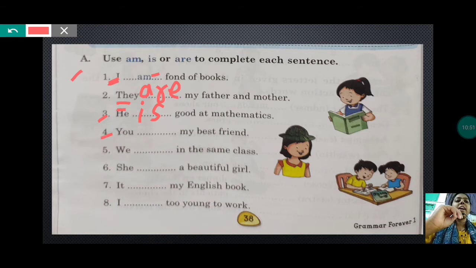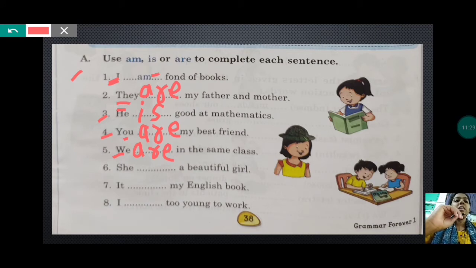Number 4. You dash my friend. Now here a person is talking about only a single person, but I have already told you, although is is used with singular nouns, are is always used with you. So you are my best friend. Number 5. We dash in the same class. We is used for more than one person. So are. We are in the same class, and we is always used in that group where we are included.